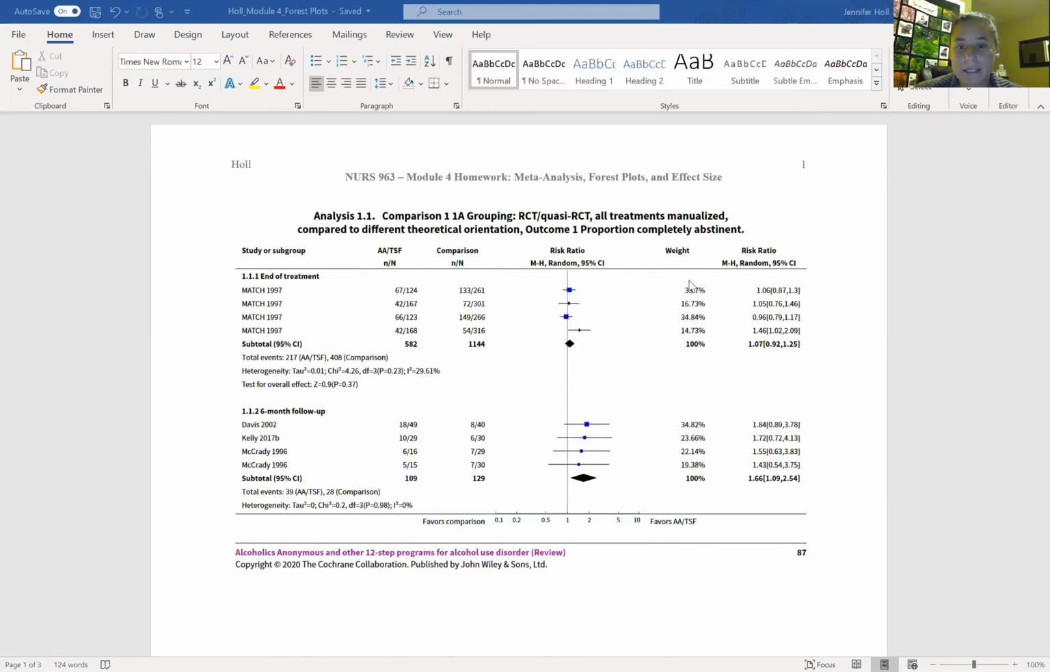The next thing to look at is the weight. So that's in this column right here. The weight is basically which study had the most influence on the overall results of the meta-analysis. And oftentimes the study that has the most number of participants is given the highest weight. However, that is not the case in this particular meta-analysis. So this study right here, this Match 1997, with a weight of 34.84%, is the study that had the most influence on the overall results, although it does not have the most number of participants.